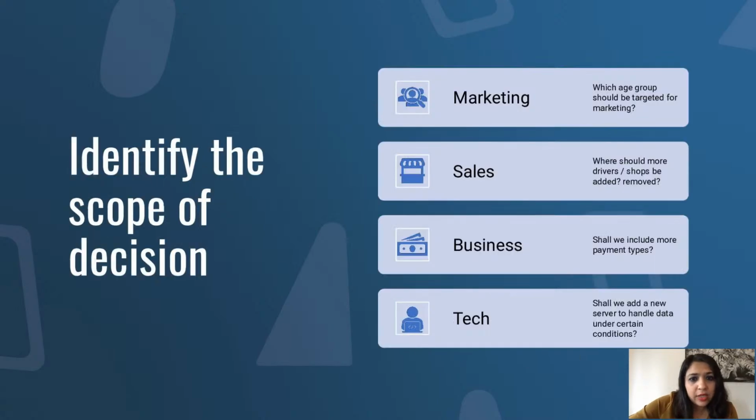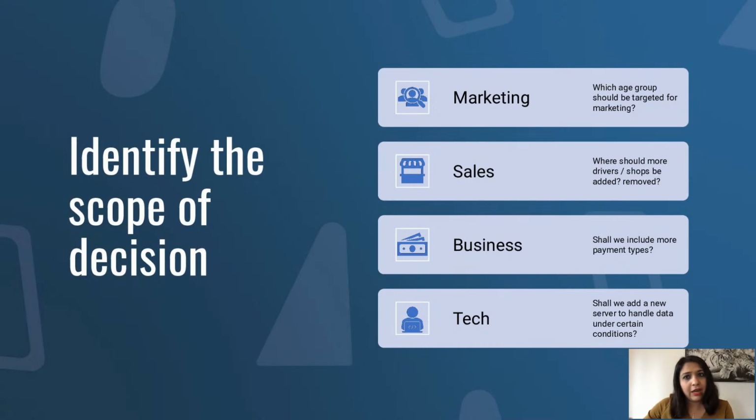Coming back, your sales team will be interested in something different. For example, should I shut down a particular shop? Should I increase a particular shop? Business might be interested in knowing, should I increase more payment options? But again, this answer needs to know what the current payment trends are and who the users of those current payment options are. The tech team, for example, might want to know, is there a heavy load on the system at certain times?